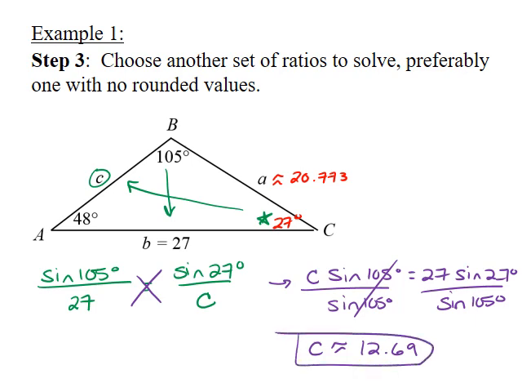Now, you may have noticed up here it says choose another set of ratios to solve, preferably one with no rounded values. That's kind of implying that using angle C rather than angle A, because side A is rounded. So it might be helpful to try not to use rounded values, because if you are using rounded values, the next result could be inaccurate because of the rounding.